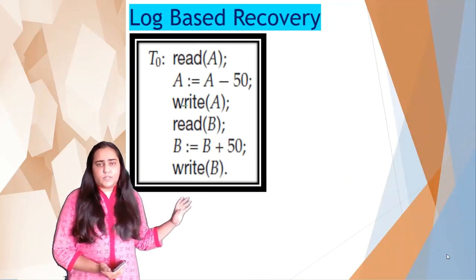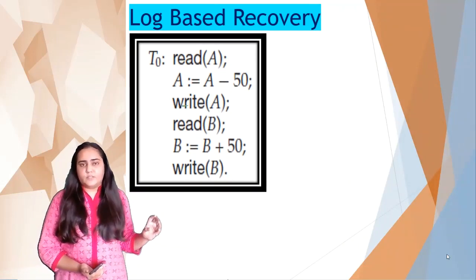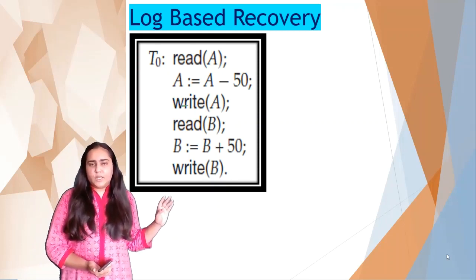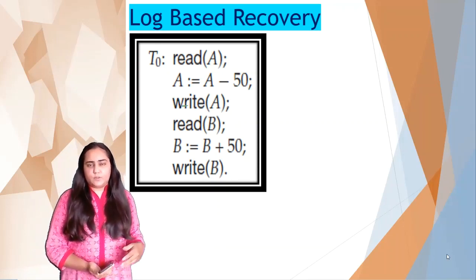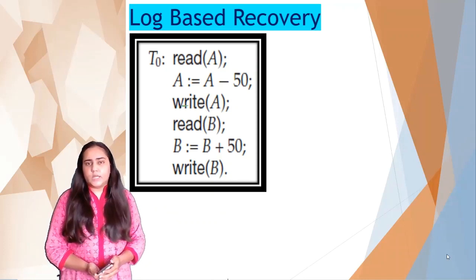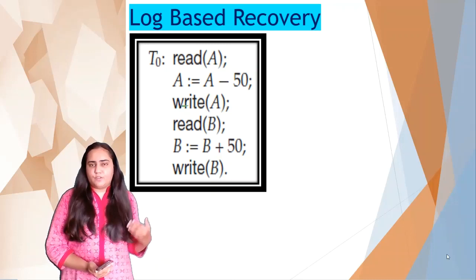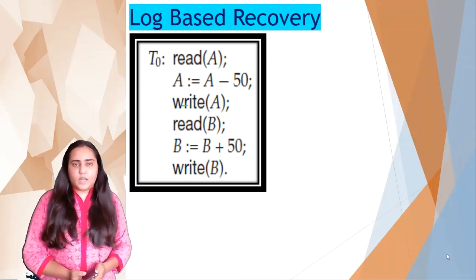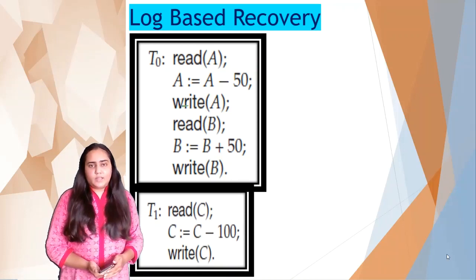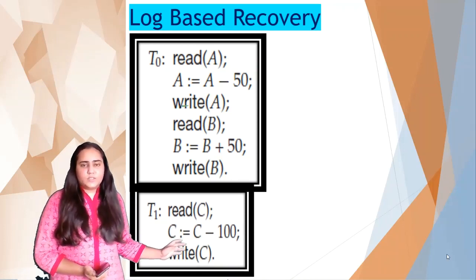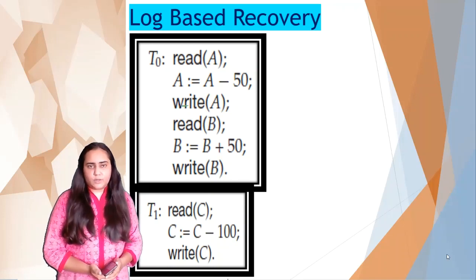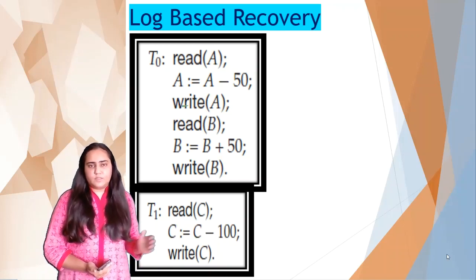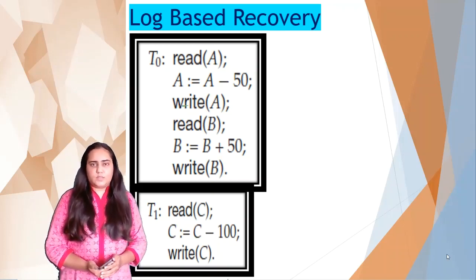Now we are going to see an example of log-based recovery. Consider this transaction. I've been using it a lot in my videos, so you already know what it does. It transfers the amount of 50 from A to B, and you can consider, just for the sake of it, that A and B are two different accounts in a banking system. And consider a second transaction, which is T1. The first one is T0, this is T1. This transaction doesn't do much, it just subtracts 100 from C. So that way I have two transactions.